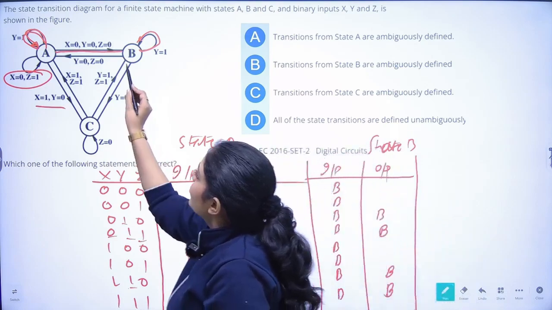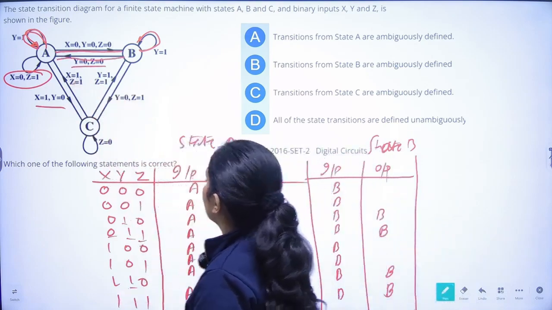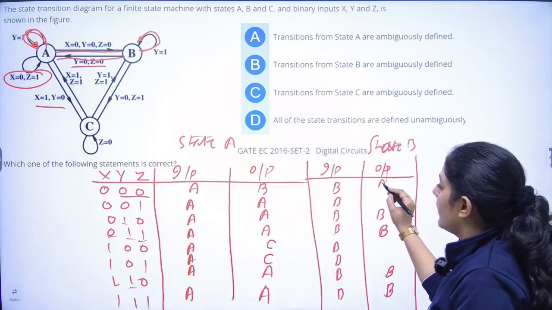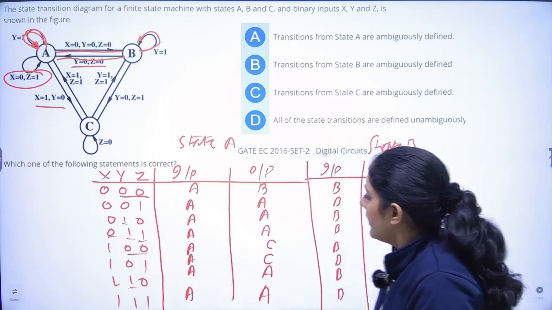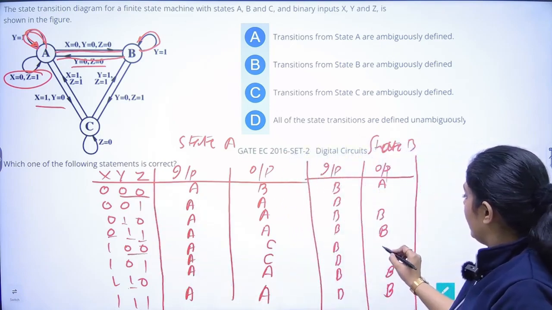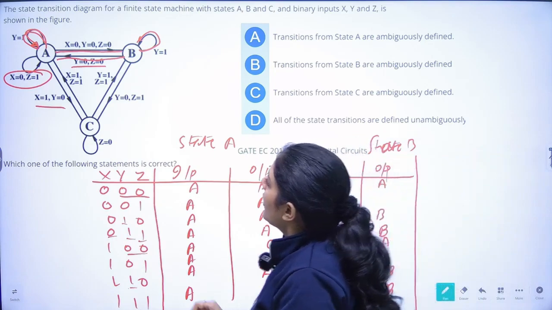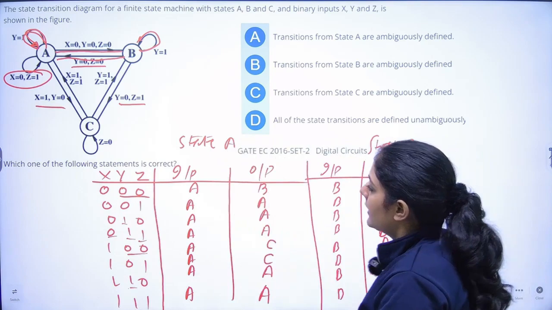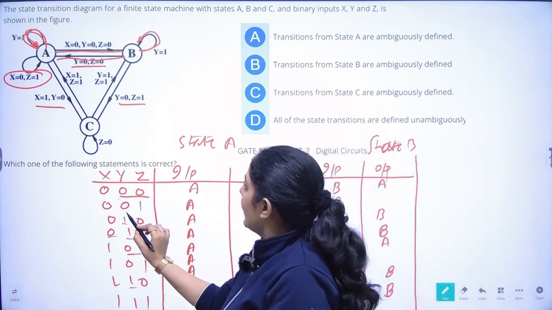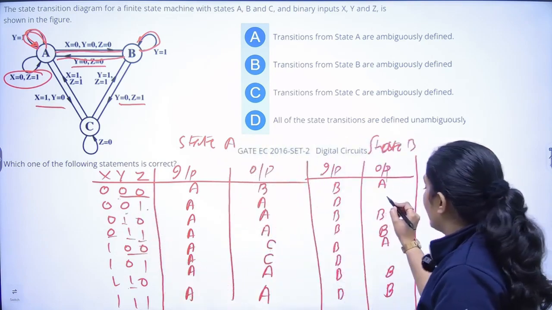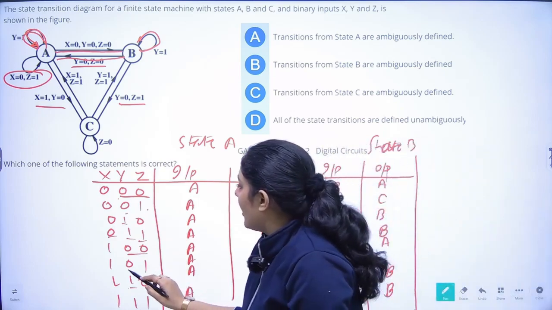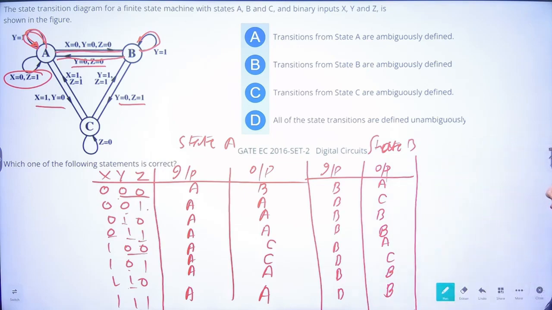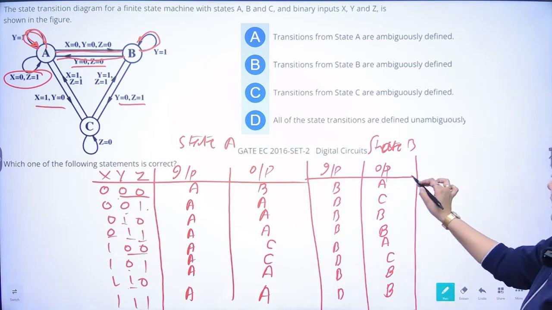Next, for y = 0 and z = 0, it is going to A, for each of these values. Now, for y = 0 and z = 1, it is going to C. Y 0, Z 1, it is going to C. So again, there is no ambiguity in B as well.